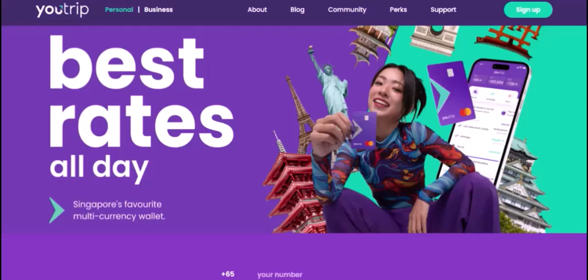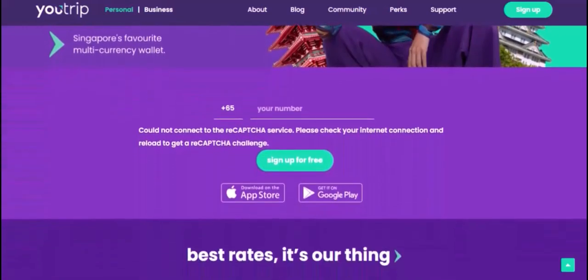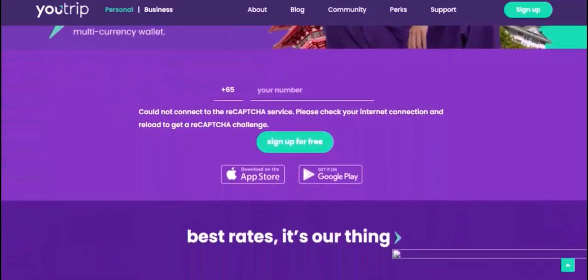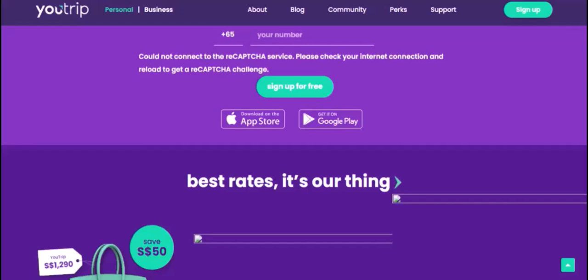YouTrip, at its core, is designed to make your international spending seamless and transparent. And that transparency starts with understanding how they handle currencies. Here's the breakdown. When you use your YouTrip card overseas, the transaction is processed in the local currency of the country you're in. So, in our Tokyo example, you'll be paying in Japanese yen. Simple, right? But here's where the magic happens.